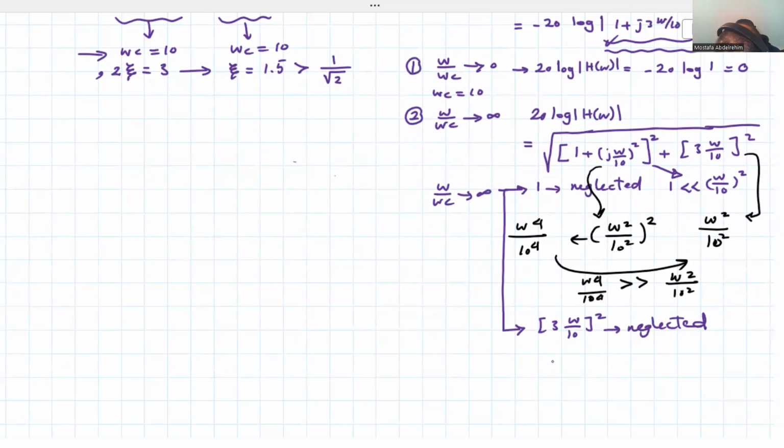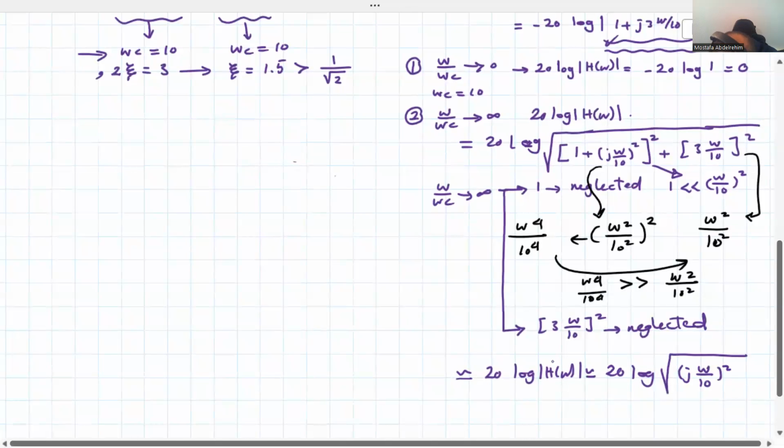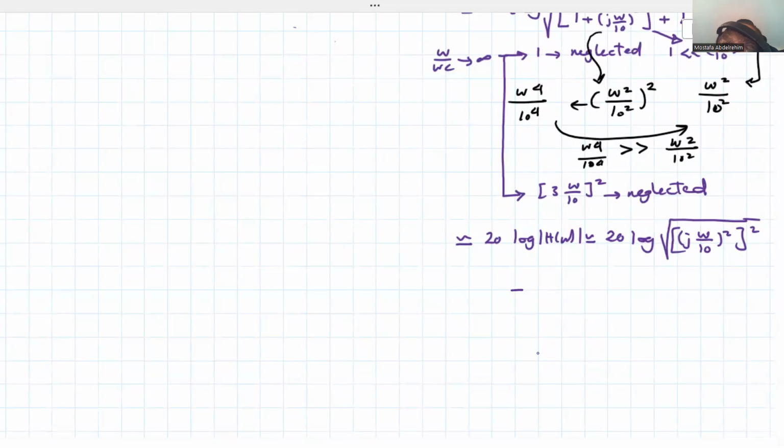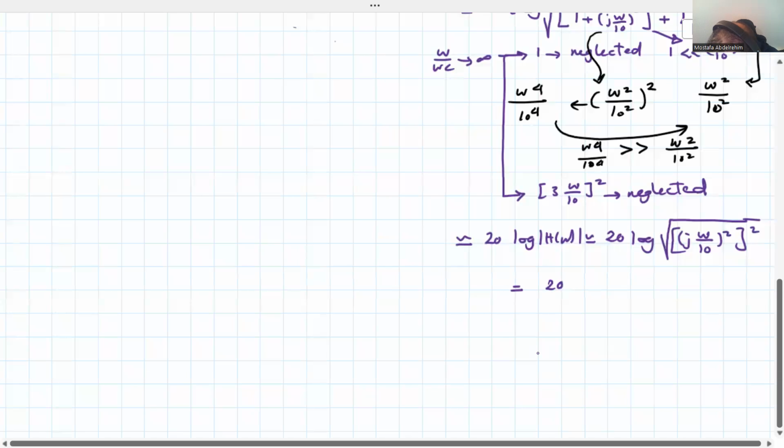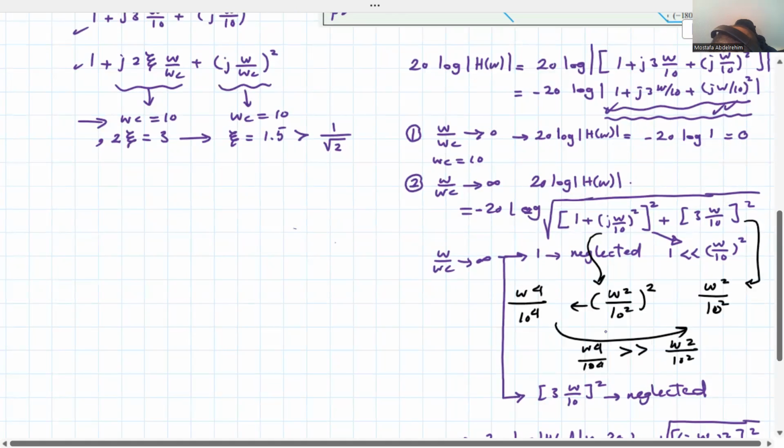That means that 20 log H of omega will be approximately equal to 20 log square root, and you have only the j omega over 10 squared, and there is another square from the magnitude definition. So that's equal to 20 log, I'm sorry, this is minus 20. Yeah, you see that's minus.